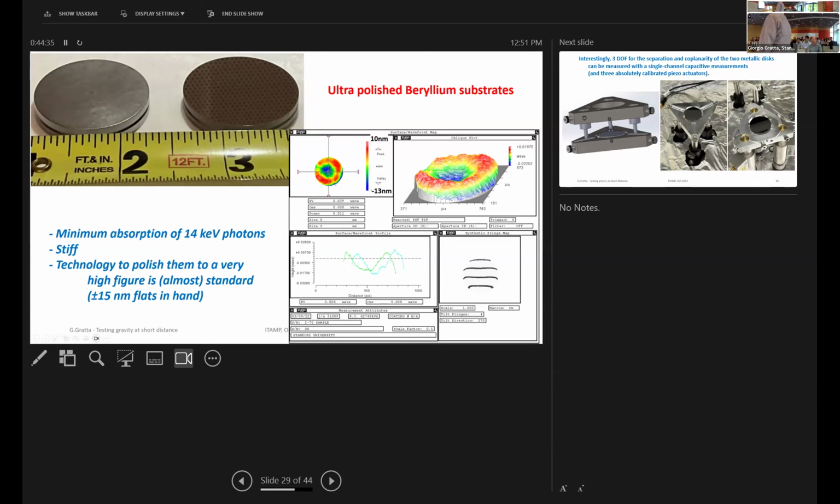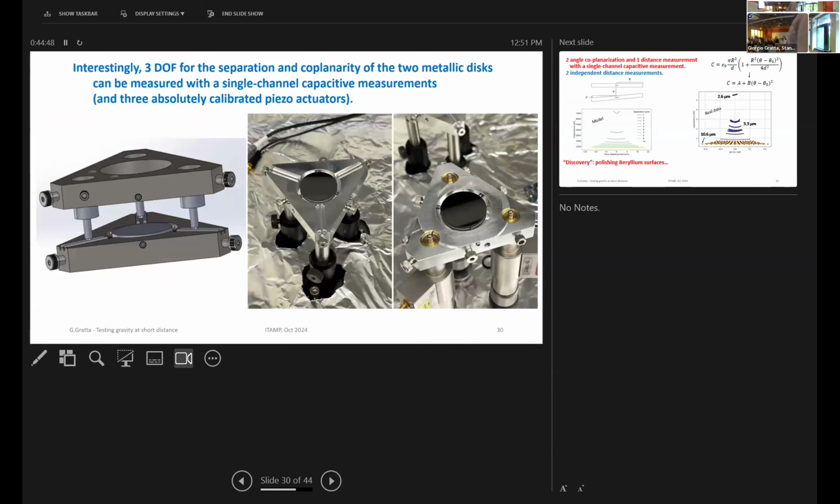And so those are 1.25-inch diameter discs, which are flat within about plus or minus 50 nanometers. So yeah, those are flat enough that you can bring them together. How do you bring them together? Well, carefully. You use piezoelectric actuators, which are also calibrated with strain gauges, so that you know how far you move them. And then you measure the capacitance between the discs.